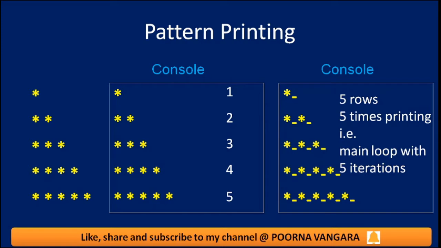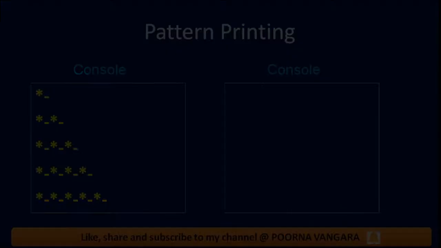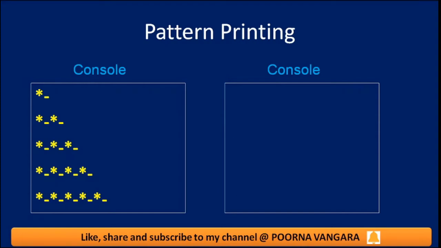and each time how many printings are going on, that is the next stage. So as of now the count of the main loop is 5 iterations. Now consider the pattern with space. Let us see now what is happening row wise.